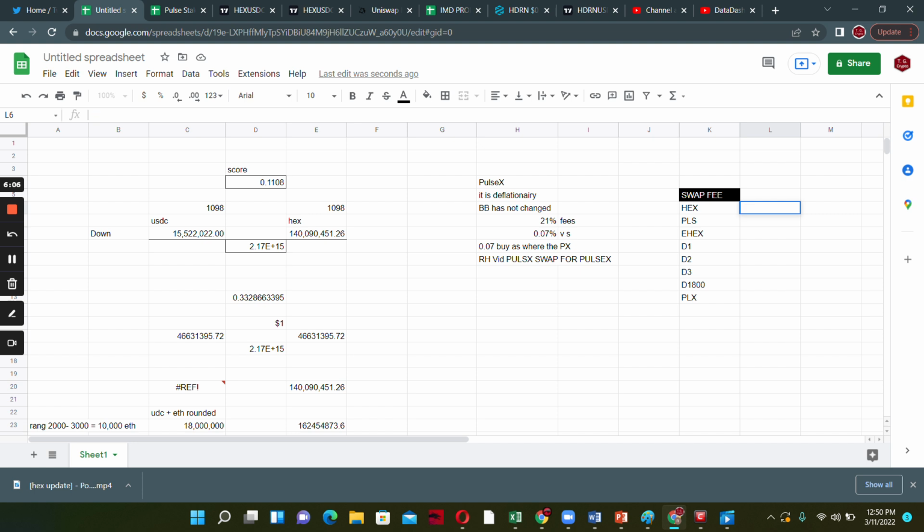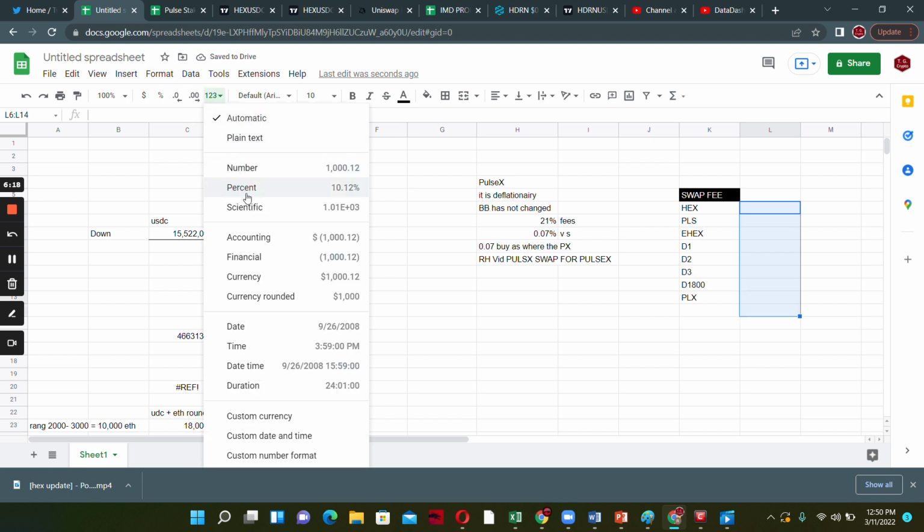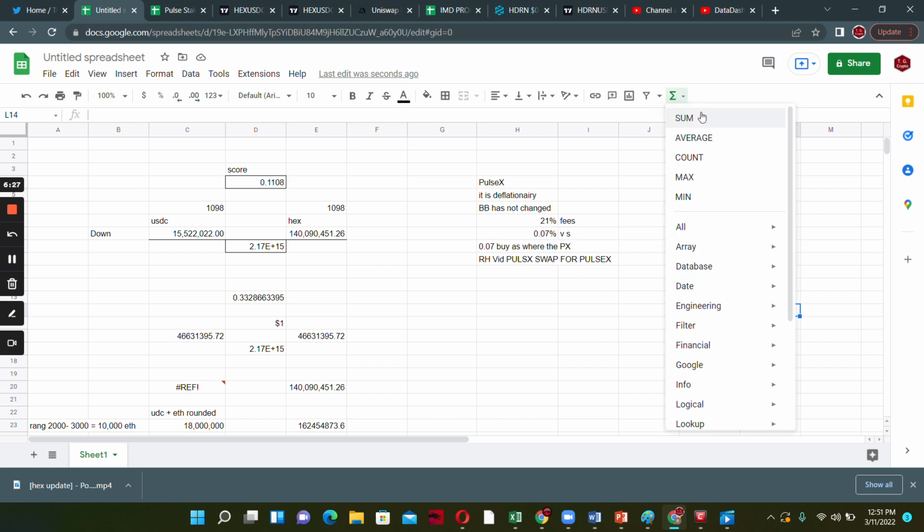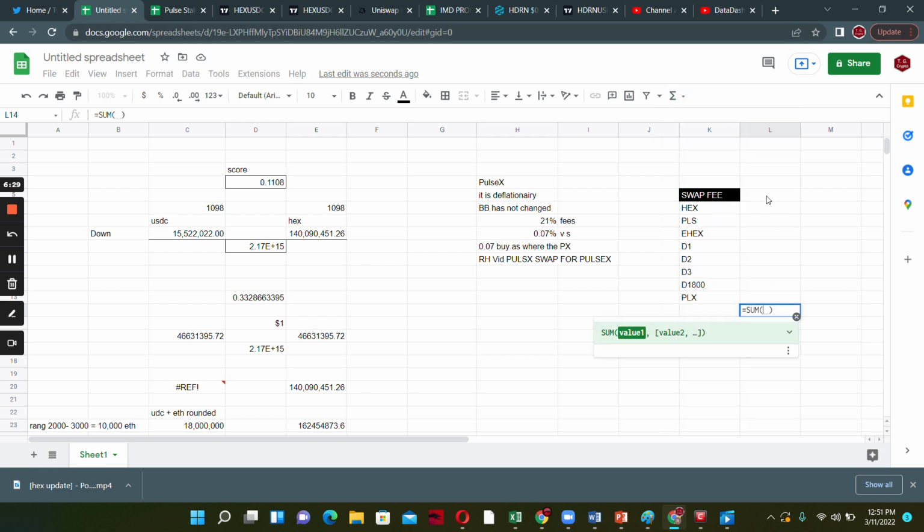It would really help if I just actually formatted and typed here. Alright, so we'll go all the way down here in formatting, and let's make this percent so everyone can see. And even here, we're going to make this an auto sum. And it's going to be of this range, so we can make our point. So let's say PulseX makes up a whopping 1% of the fees.